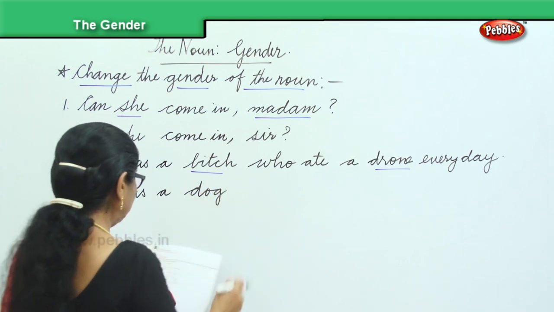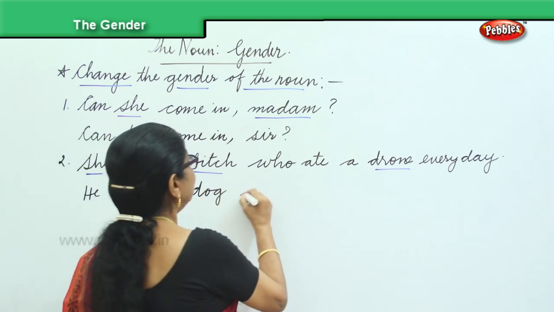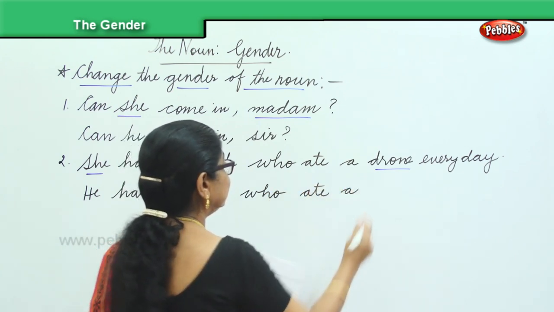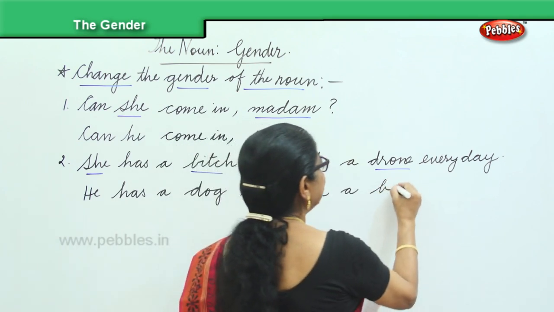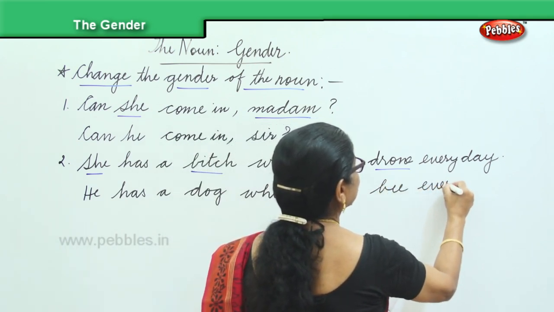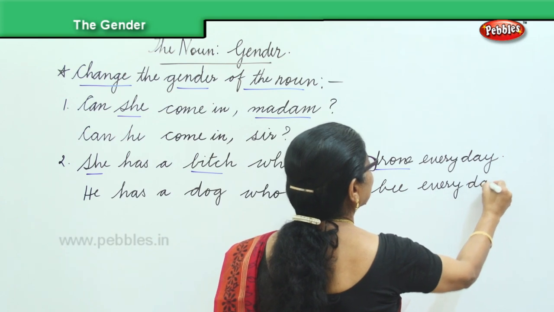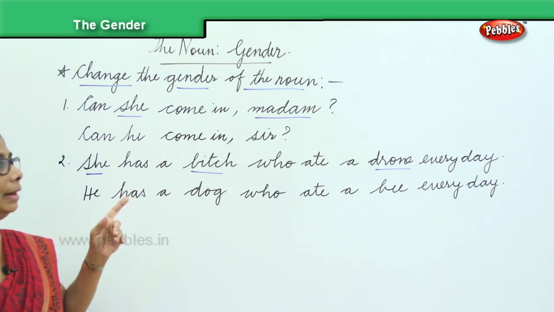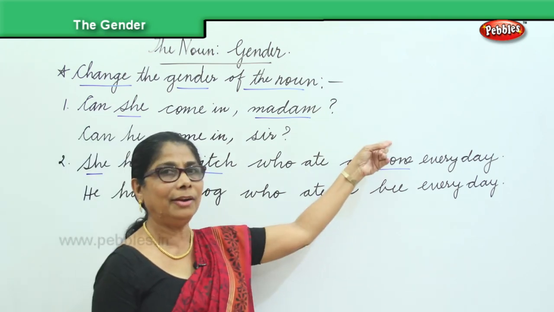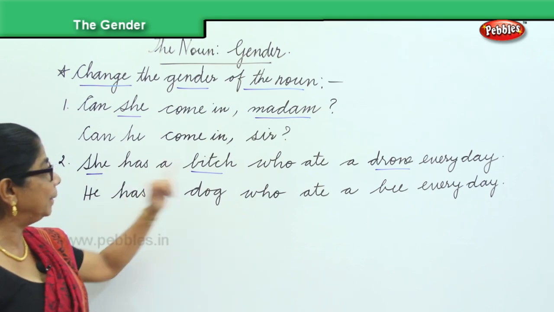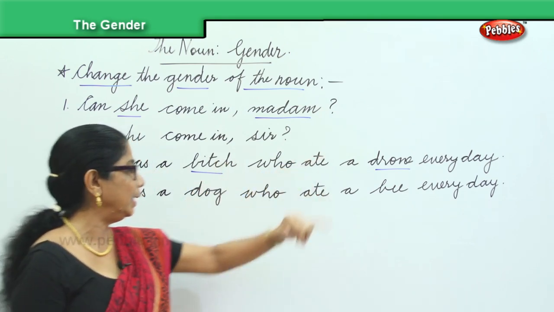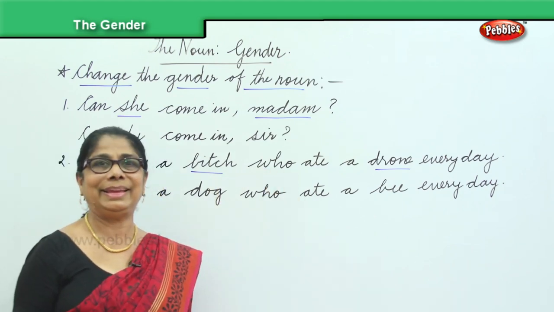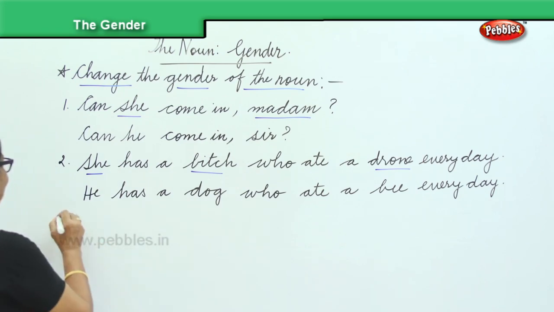He has a dog who ate a bee every day. So, we must learn: female, bee; male, drone. Now, he has a bitch who ate a drone every day. He has a dog who ate a bee every day. So, we learn that.